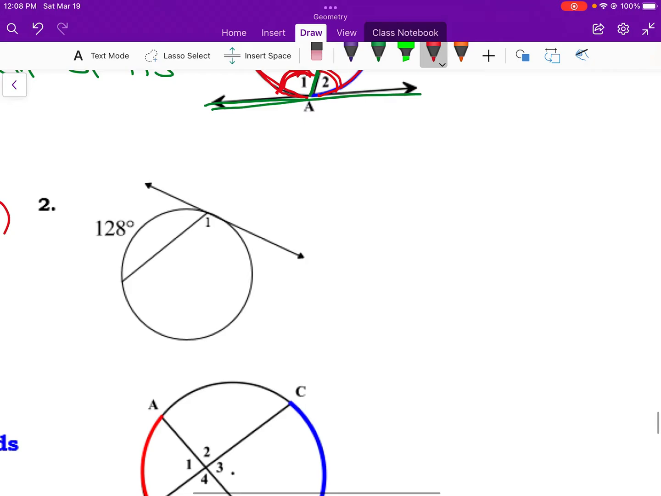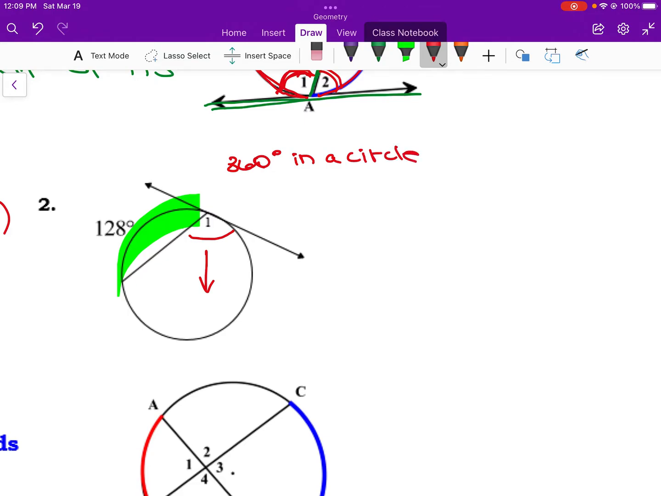Okay, next one here, we want to again find the measure of angle 1. Notice that the information they're giving us is actually pertaining to what would be an angle 2 here. So we have to find the measure of the intercepted arc, the arc across from angle 1. If we know there are 360 degrees in total in a circle, then if I just take 360 minus that 128 that I'm dealing with, that's going to leave me with 232 degrees for the remaining arc.